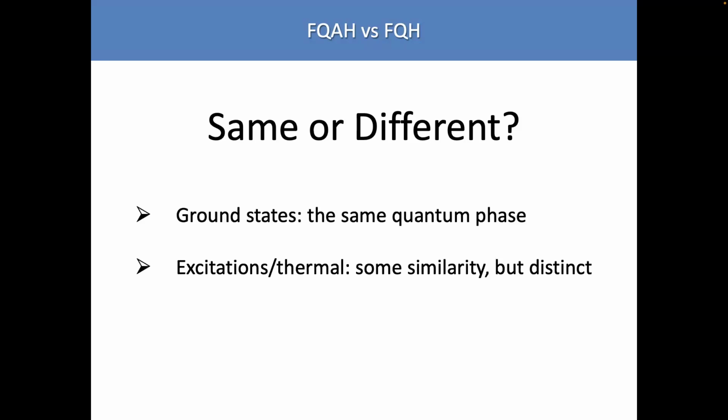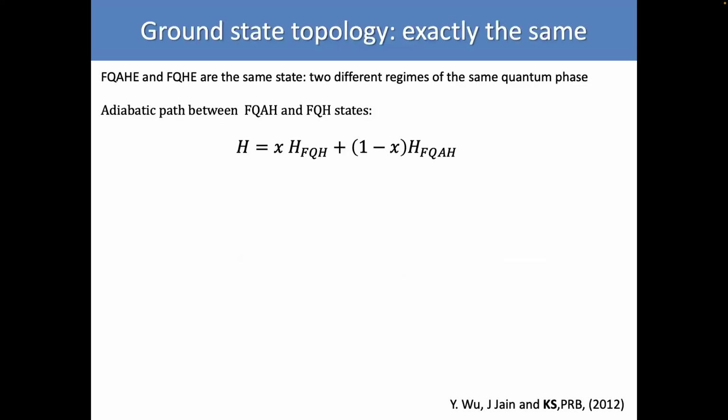If we're talking about the ground state, then indeed these 2 states belong to the same quantum phase and have exactly the same topology, and they can be adiabatically tuned from one to the other without going through any phase transition. But if you look at excitations or thermal excitations, the story is a little more complicated. For excitations, the 2 states are similar but also have some important differences. Okay? So let's first look at the ground state.